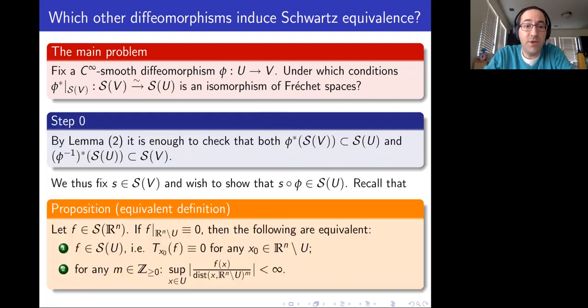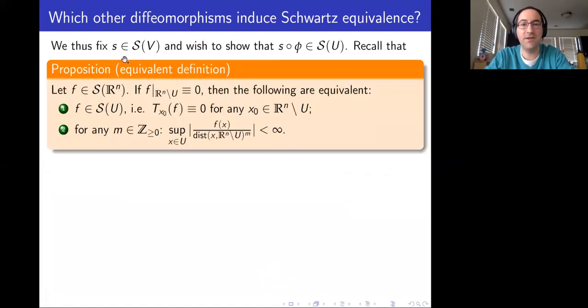Let's look at a very special case. Let's remind ourselves of the proposition. Instead of looking at the behavior and the Taylor series at the boundary points, we can just look at what happens to the function, in our case S precomposed with phi, and divide it by the distance to the boundary function, and we need to have these bounds. That's what we need to check. So let's just copy it.